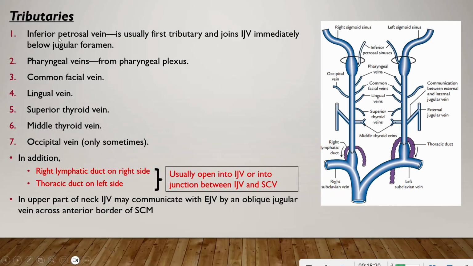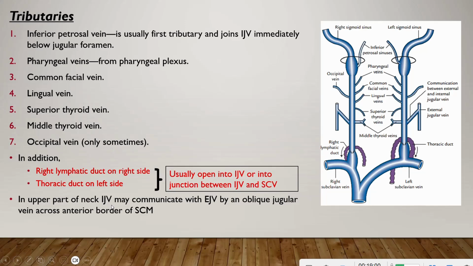What are the tributaries of the internal jugular vein? Remember, the first tributary is the inferior petrosal vein, which connects the internal jugular vein with the cavernous sinus. There are pharyngeal veins which come from the pharyngeal plexus. There is the common facial vein, the lingual vein, superior thyroid vein, middle thyroid vein. Sometimes there can be the occipital vein. Apart from that, the right lymphatic duct on the right side and the thoracic duct on the left side also open into the internal jugular vein or the junction between the internal jugular vein and the subclavian vein.